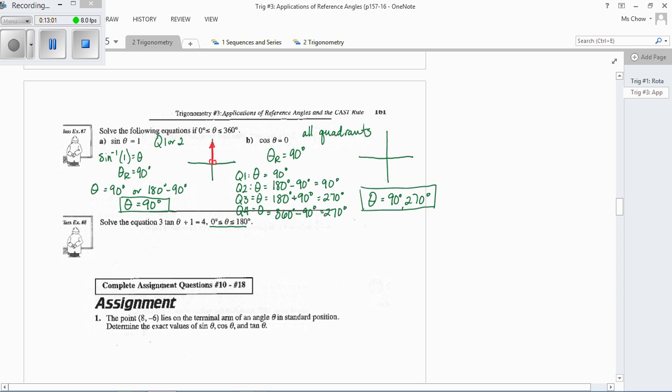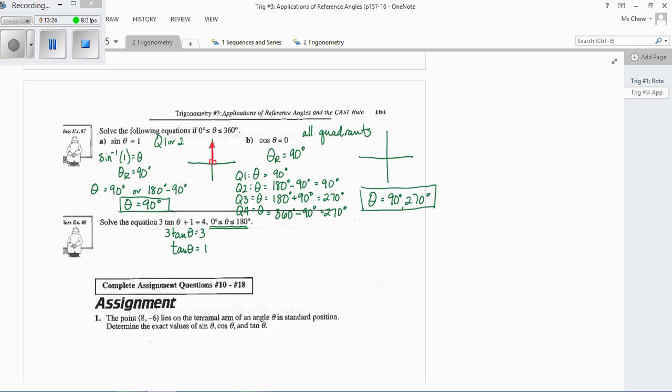The only thing that we want to pay attention to here is that theta must be less than 180 degrees. So if we subtract 1 from each side, then we have 3 tan of theta is equal to 3. Divide both sides by 3. Tan of theta is equal to 1. Nothing spectacular happening there, because it's positive.